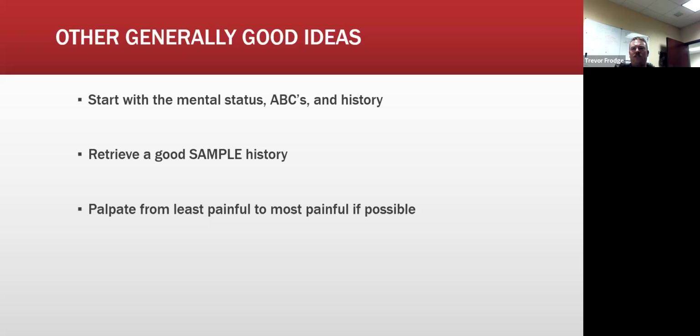And then, if possible, palpate from the least painful area to the most painful area. So that way we can see where the biggest pain response is. That's not always possible. If they're complaining of pain all over, you got to start somewhere. But if they're saying, man, it really hurts in my left upper quadrant, then go to the opposite side. I want to go to my right lower and then palpate around to the left upper quadrant just to see where that pain's isolated at.